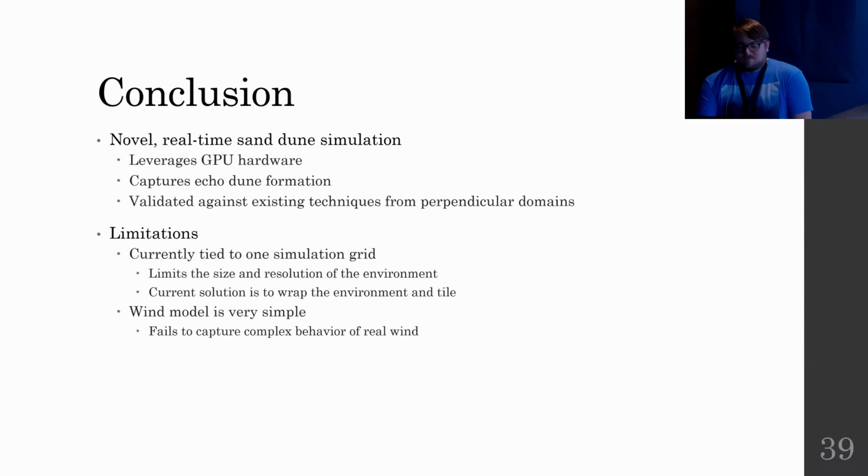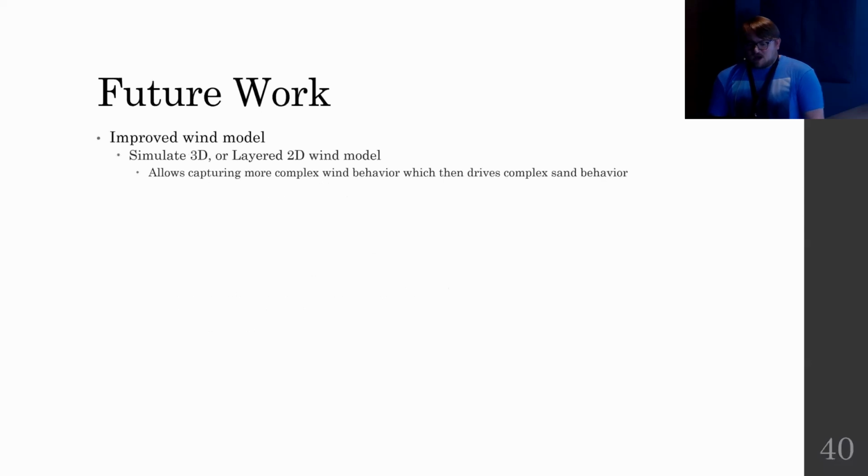Additionally, the wind model is extremely simple. One of the next directions of work is going to be viewing a full 3D simulation or some kind of layered 2D wind model. Our hope is whenever we simulate more complex wind, we won't have to explicitly add support for things like echo dunes and handle them in their own separate passes, because maybe the wind model will capture those more complex wind effects. So like I mentioned, improved wind would be a good area of future work.